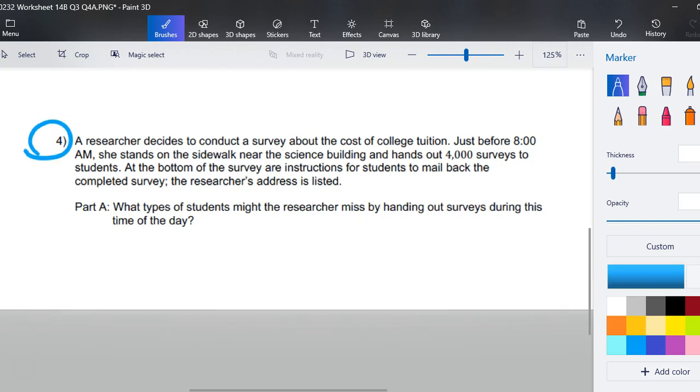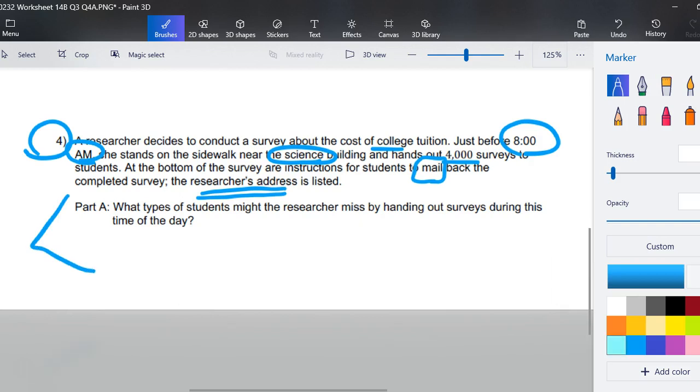In question 4, a researcher decides to conduct a survey about the cost of college tuition just before 8 a.m. Let that one soak in, college and just before 8 a.m. The researcher stands on the sidewalk near the science building and hands out 4,000 surveys to students. At the bottom of the survey, there are instructions for students to snail mail back the completed survey. The researcher's address is listed.